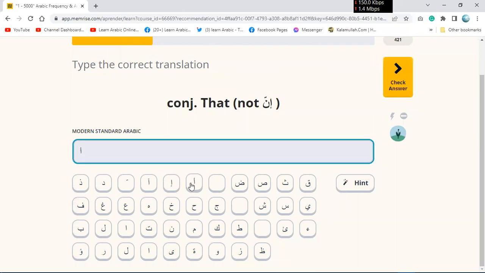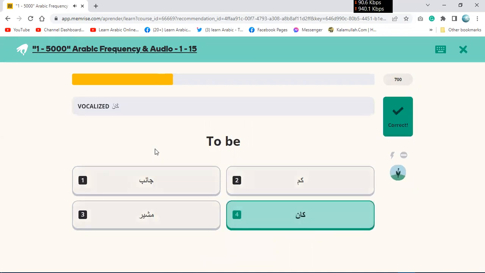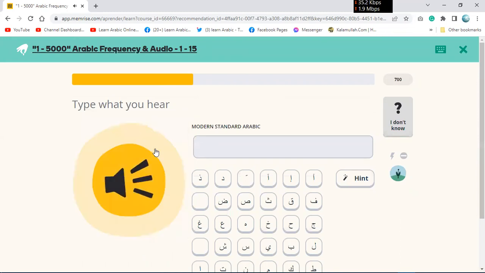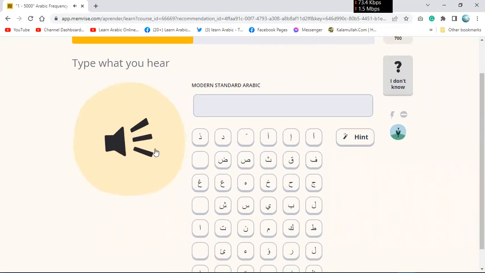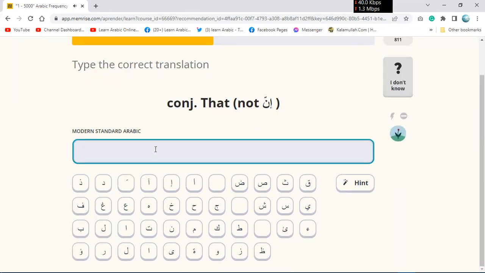This word, you need to tell the meaning of that. That is zalika. Anna, okay. Okay, sir. That. Zalika. And to be is kana? Kana yakunu ala. Ala is on. That is Anna.